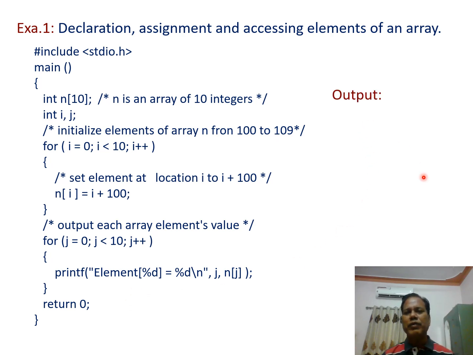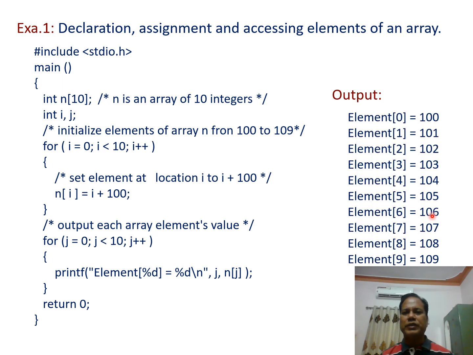So here we get the output like this. Element 0 is 100, and element 9, that is the 10th element, is 109.